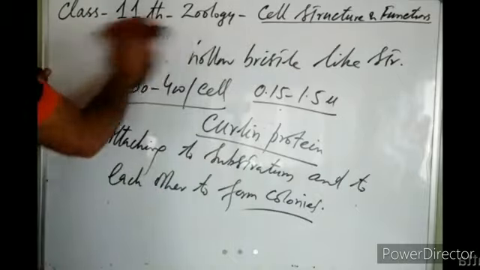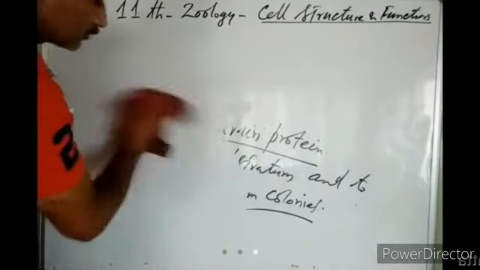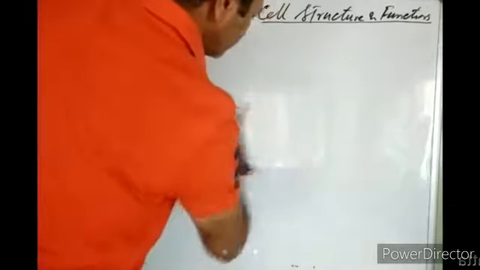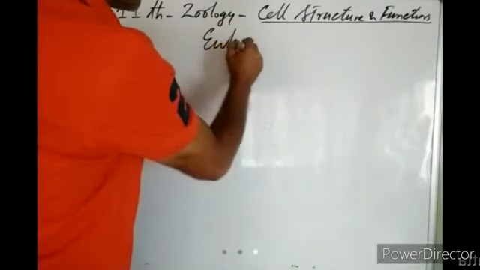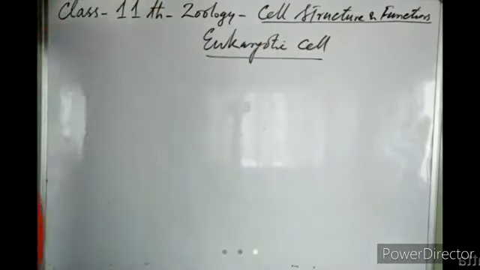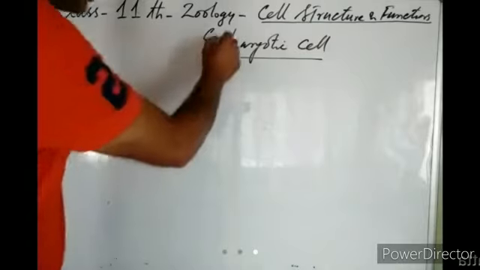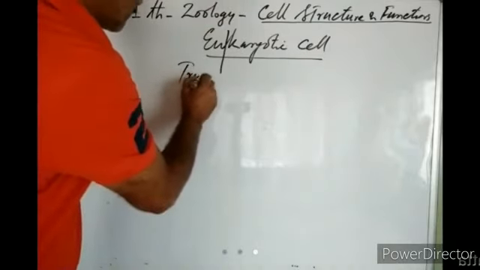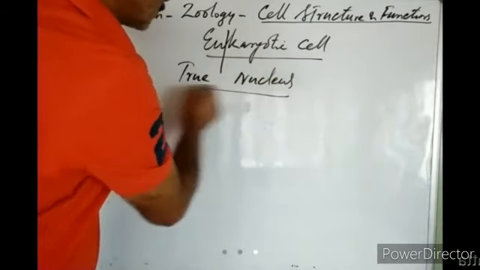After the prokaryotic cell, now we have to discuss the eukaryotic cell. What is a eukaryotic cell? A eukaryotic cell is a cell with a true nucleus. Eu means true, and karyon means nucleus. So they have got a true nucleus.